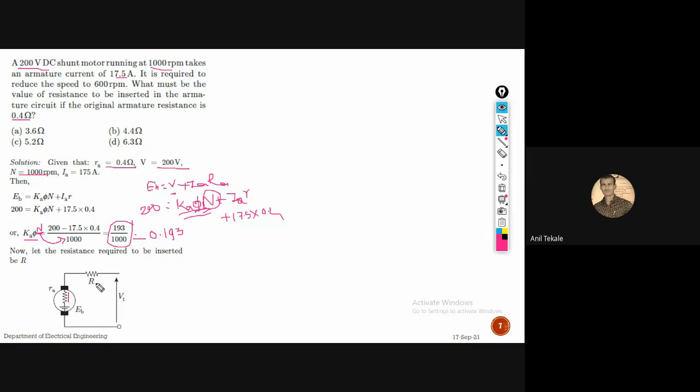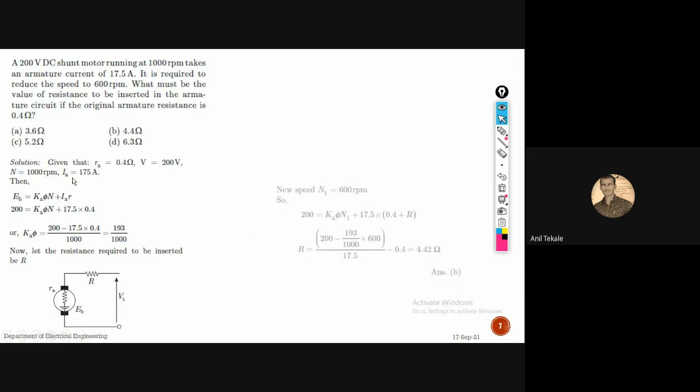Now let us find out what will be the resistance. This is the Ra and this is the resistance which is required to insert. So we have to calculate the resistance which will be required to insert to obtain the speed of 600 rpm. So let us go for that one. See what we will do. We will again rewrite the equation.